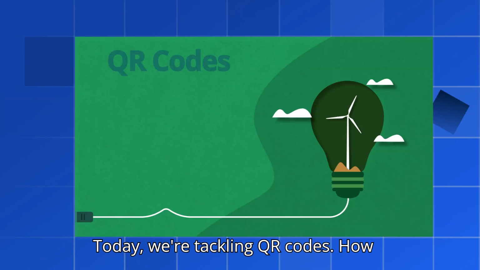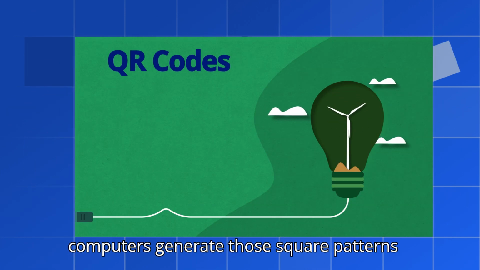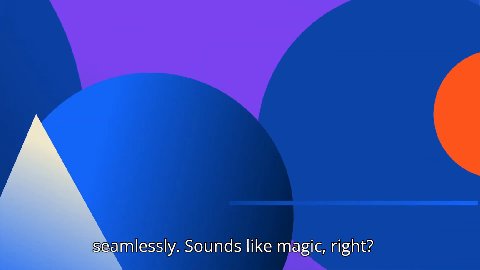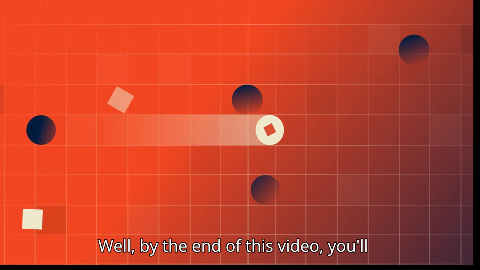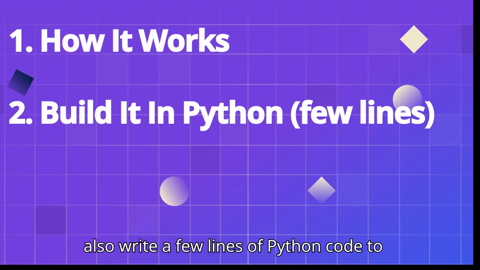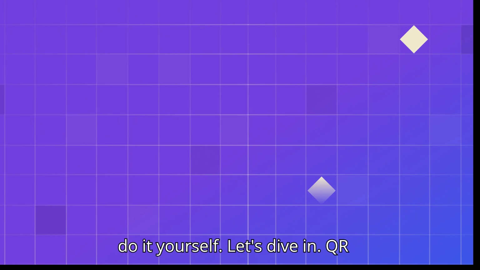Today, we're tackling QR codes, how computers generate those square patterns to store and share information seamlessly. Sounds like magic, right? Well, by the end of this video, you'll not only understand how it works, but also write a few lines of Python code to do it yourself.